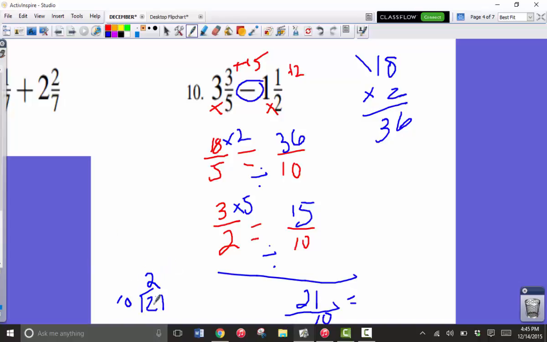10 will go into 21 2 times, because 2 times 10 is 20. If I subtract, I have 1 left over. That 2 is your new whole number. Your remainder is your numerator, and the 10 stays as your denominator. 2 1/10. I'm going to do one more.